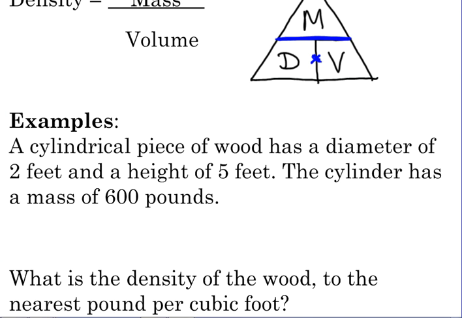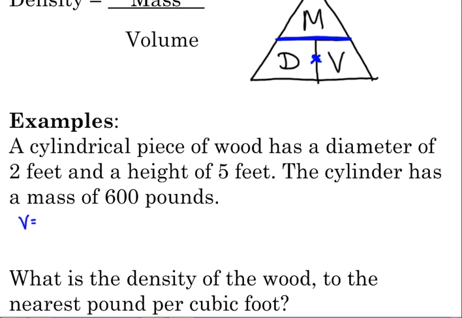Sometimes they will give you units that do not agree right off the bat, and you have to do something to them to start with. It may have asked for density in cubic yards, so you would have had to convert those feet to yards first. We don't have to do that in this case. So if we want to find density, we need mass. They gave us the mass. We need the volume. Did they give us the volume? No, but they gave us the information that we need to figure it out, right?